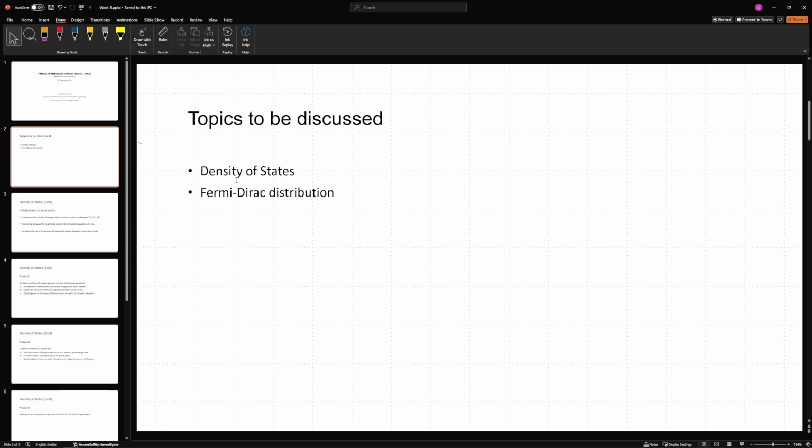So in today's session, we are only going to be discussing two topics, and mostly we are going to explore them by solving the actual problems associated with the topics. So the topics for this week are density of states and the Fermi Dirac distribution.